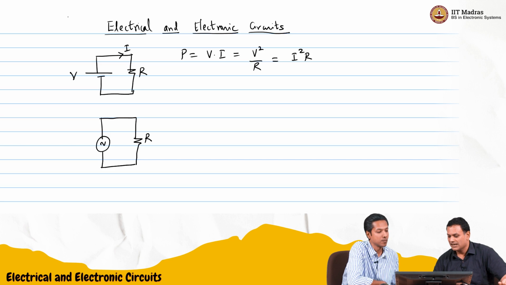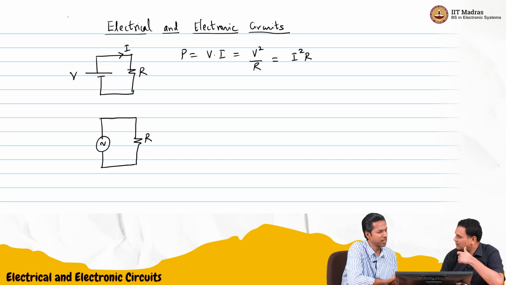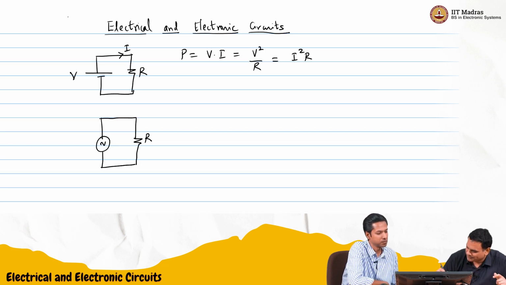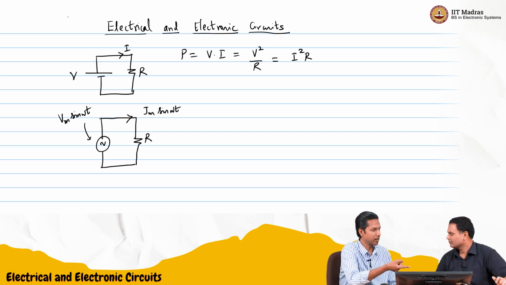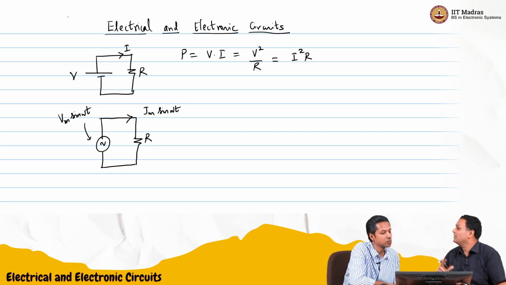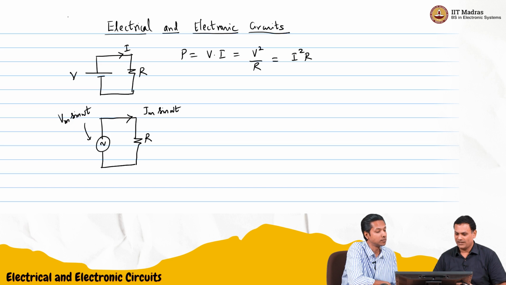I'll take a resistance R and we'll apply a voltage Vm sin omega t, and there is a current Im sin omega t. Basically, Vm and Im are the maximum values, the peak values, or the amplitude of the sinusoid.